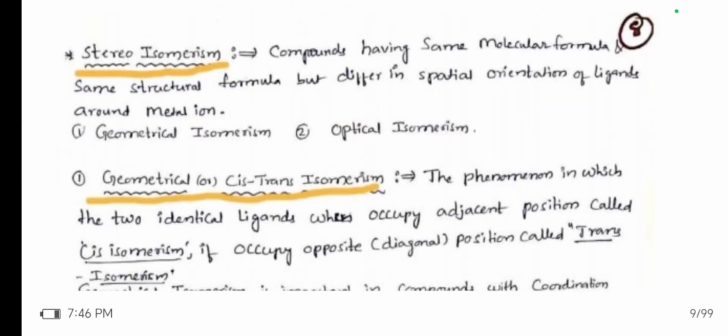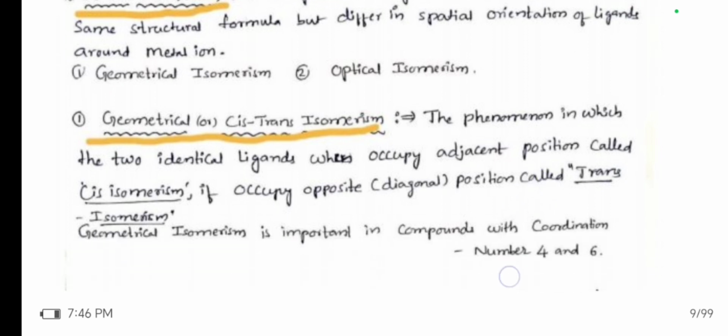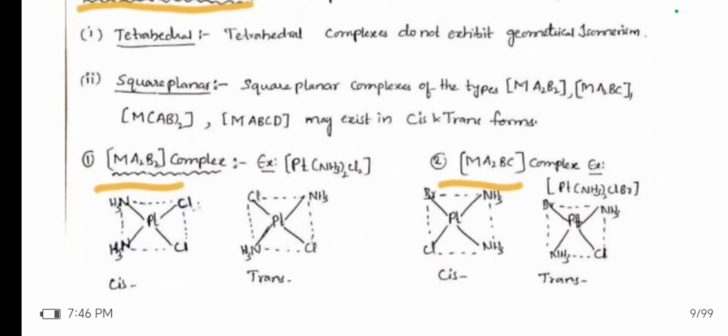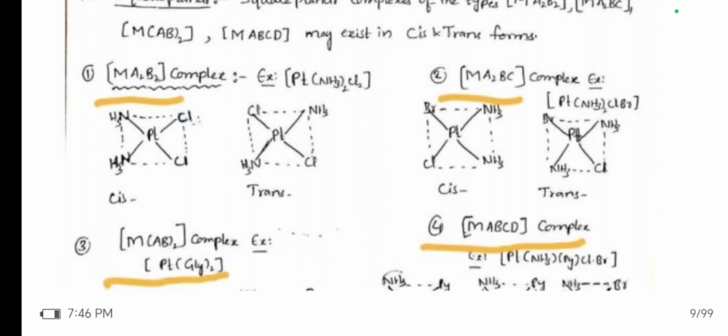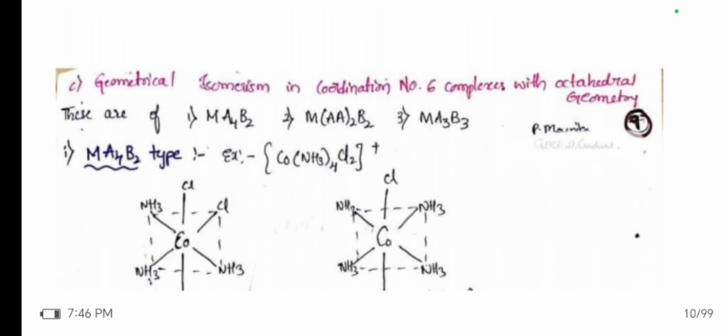That is structural. Stereoisomerism: in stereo, there is geometrical and optical. Geometrical means cis and trans. Practice examples. In these examples, cis means adjacent, trans means opposite. Okay, remember the example and practice one time. Geometrical isomerism is present in coordination number 4 and coordination number 6.